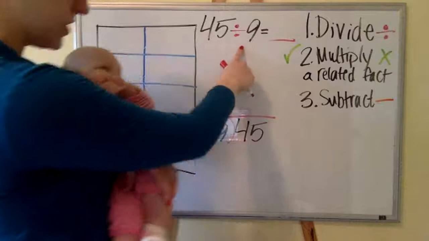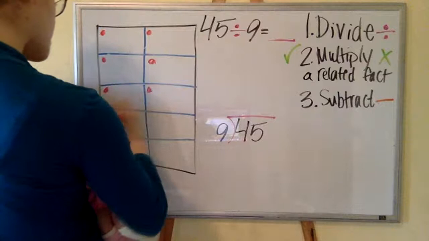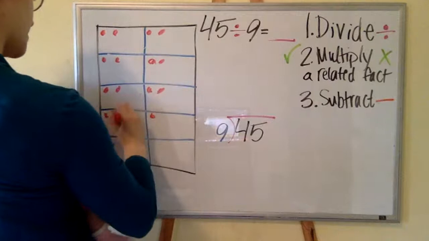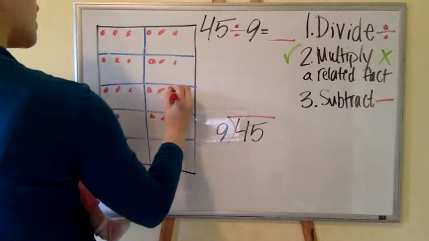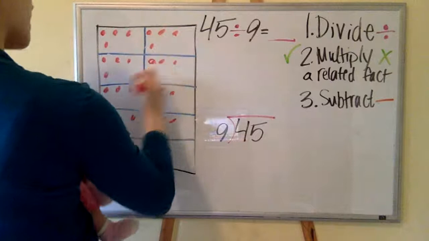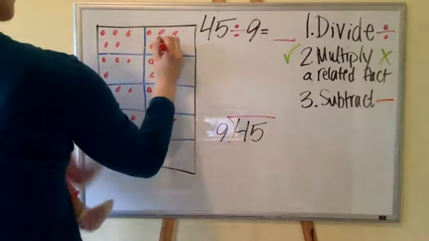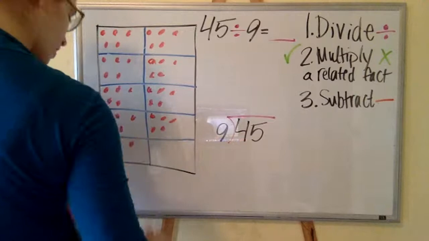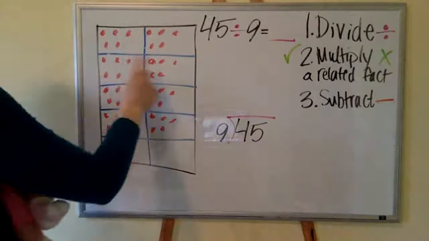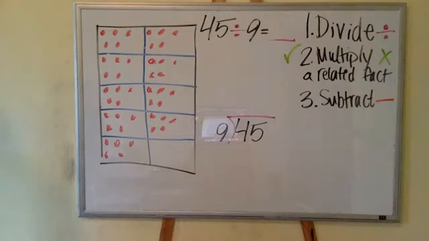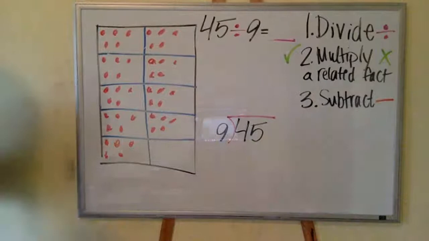1, 2, 3, 4, 5, 6, 7, 8, 9, 10, 11, 12, 13, 14, 15, 16, 17, 18, 19, 20, 21, 22, 23, 24, 25, 26, 27, 28, 29, 30, 31, 32, 33, 34, 35, 36, 37, 38, 39, 40, 41, 42, 43, 44, 45. All right, I have 9 groups. I counted, so I know I have 45 total. And I can see that I don't have any leftovers. My groups are equal. So I've done the first step.